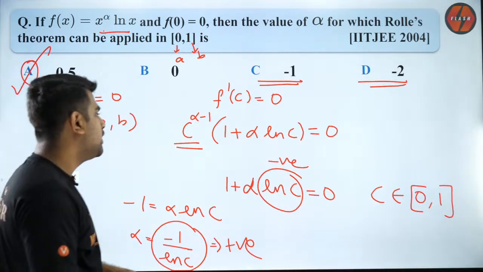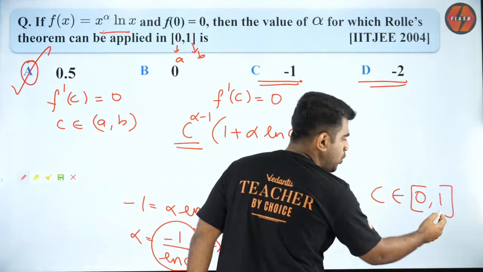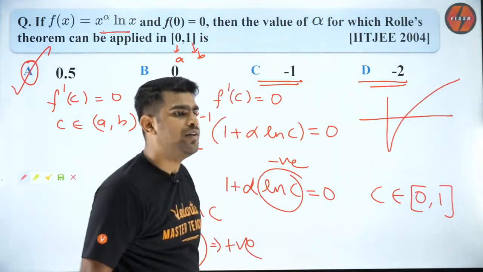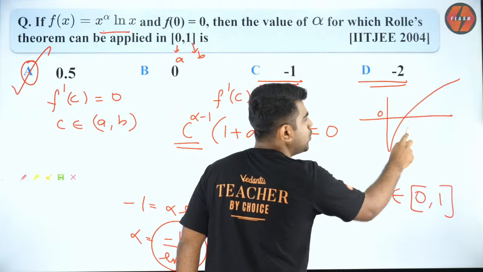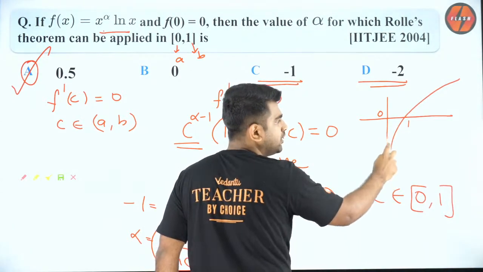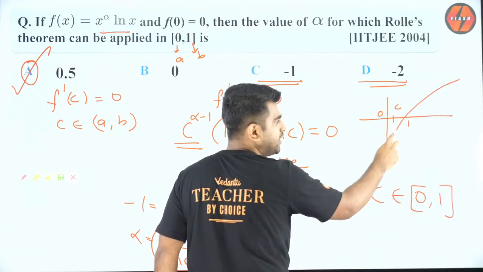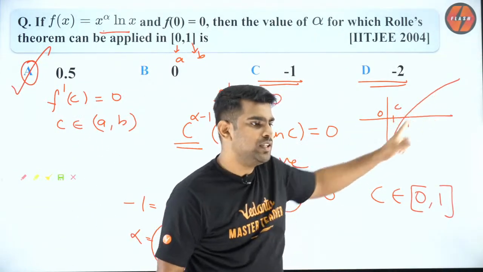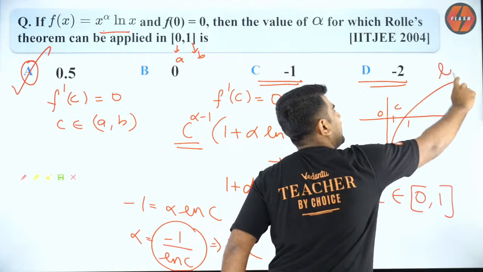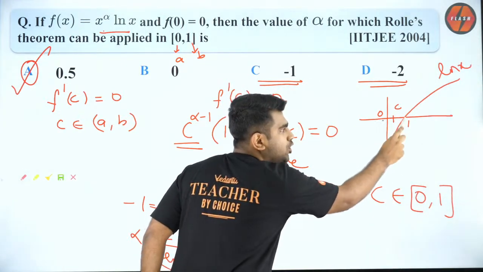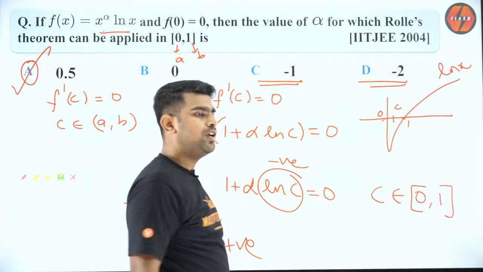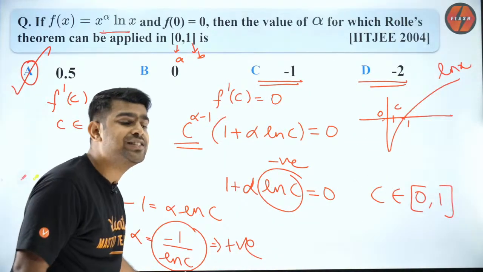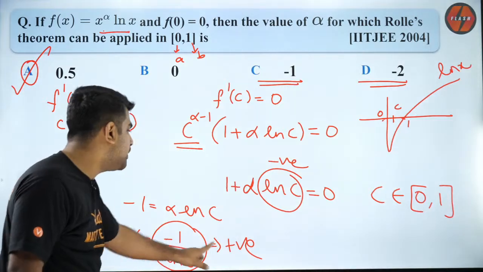How is ln c negative? Because c lies between 0 to 1. So the ln function is like this. This is the log function. This is 0. This is 1. So ln c lies somewhere here. So that will be negative only. Did you get that? This is how the log function looks like, ln of x. So between 0 to 1, you see it is negative. Got it? So that is why ln of c is negative. So negative of negative will make it positive.